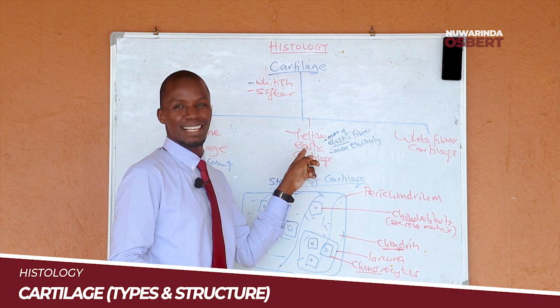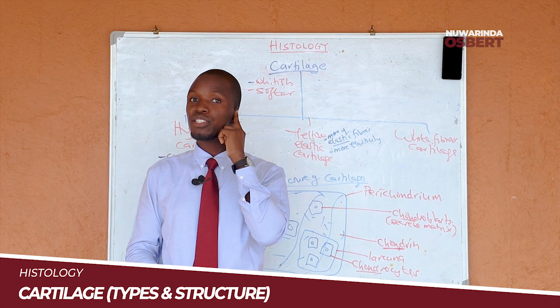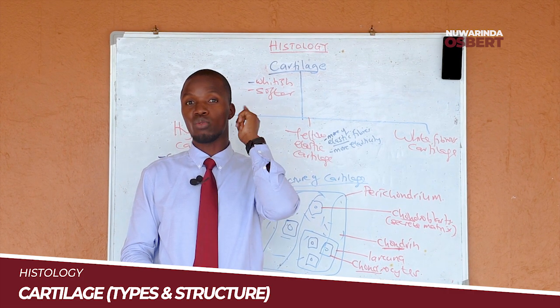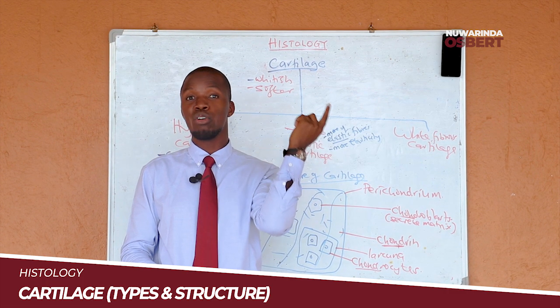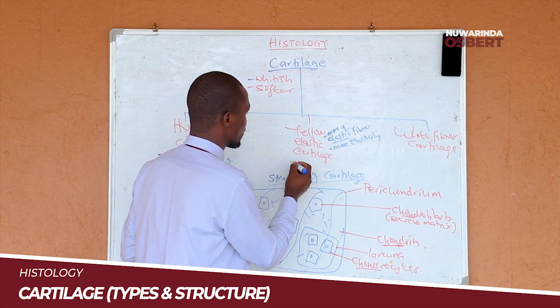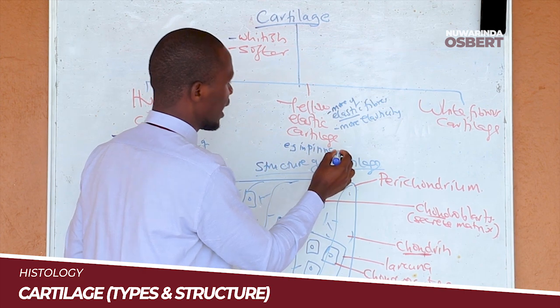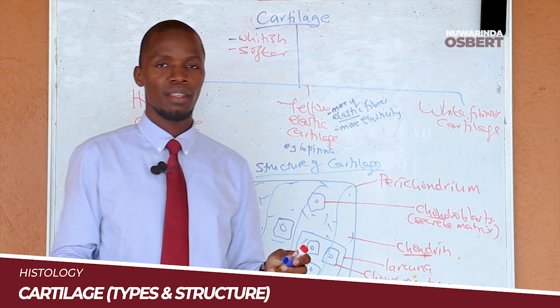You hear the word elastic. That's why when you do like this and remove the hand, the ear goes back to the original position where it was. Why? Because it is flexible. You can bend it, and when you remove the hand, it goes back to the original position. So this one is found in areas like the pinna.